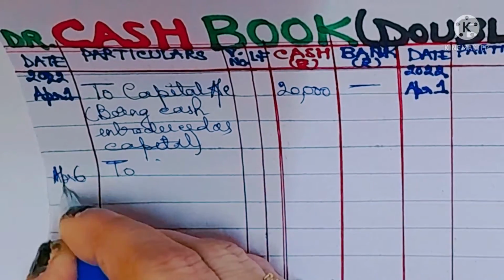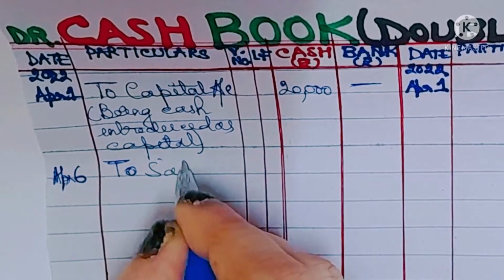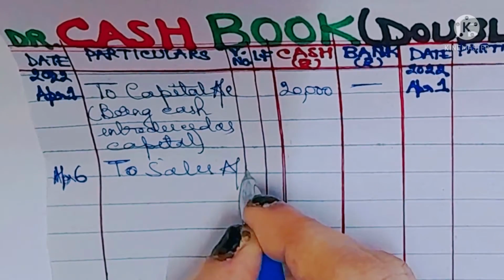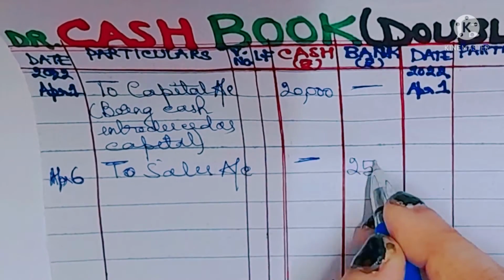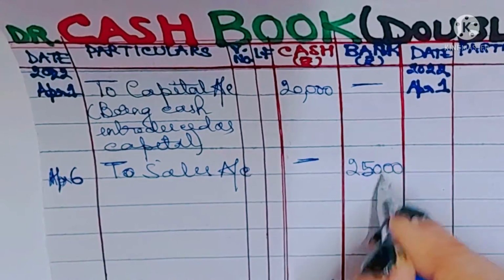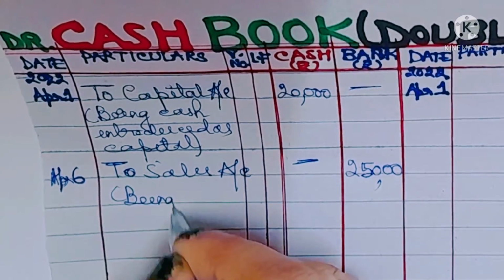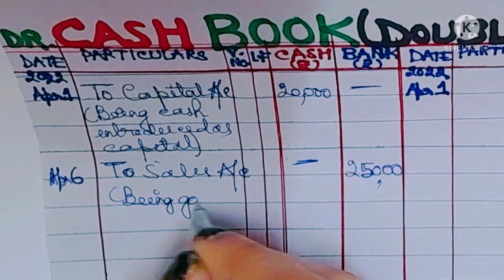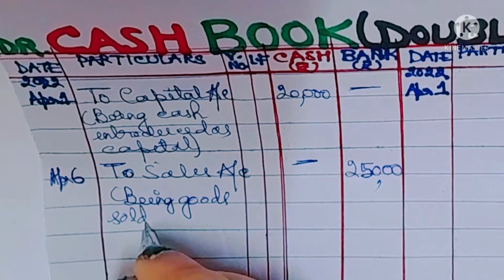On 6th April, to sales account in the bank column 25,000 being goods sold for cheque.